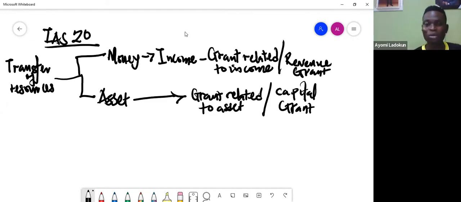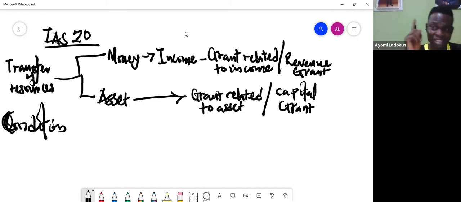Now, when the government is doing this, they don't do it for free. There is always a condition attached to the grant. So even if the examiner has not said IAS 20 precisely, and he said maybe a government agency decides to give a company some money if they do certain things, that is a condition. So a condition is always attached.